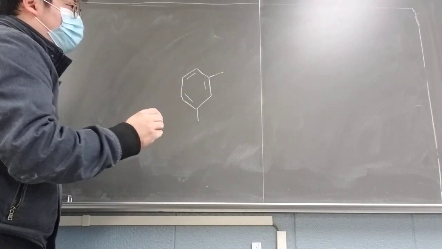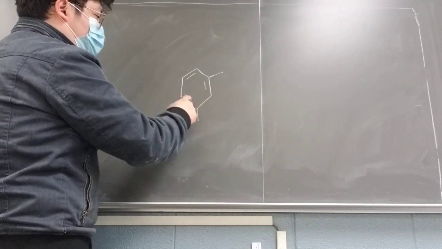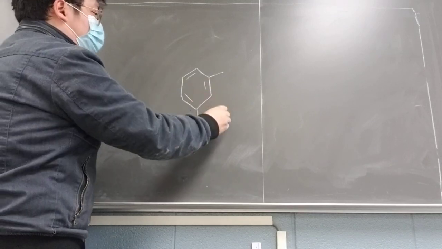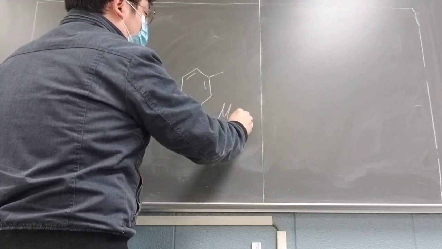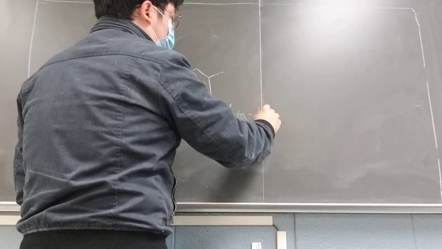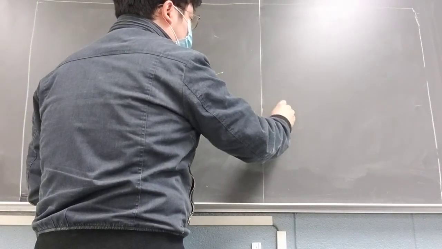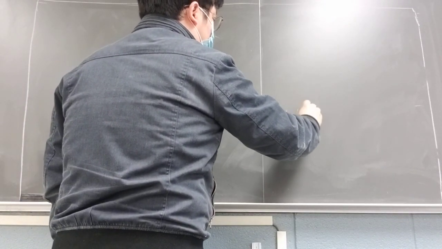Okay, so this is obviously ortho, para, but here, meta. Meta-dimethylbenzene.